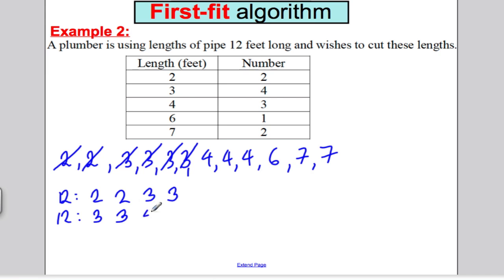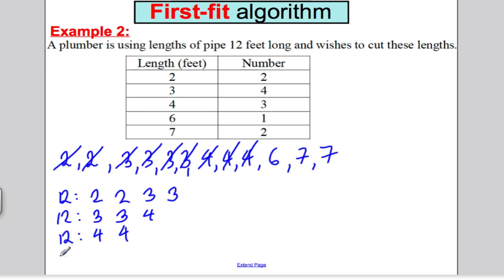This 4 would go into this one with it. And then we would have this 4 here. Now, it couldn't go over here because we've already got 10, so it would have to go into another one. So 4 would go there. Another 4 would go with it. And that would give us 8.